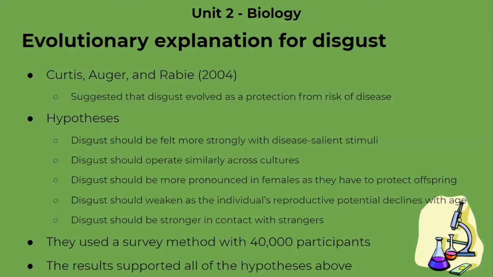The results supported all of the hypotheses above, showing that disgust is indeed an evolutionary response that reduces our risk of disease and enables us to survive. So next time you're disgusted by something randomly lying on the floor, or disgusted by an unattractive mate, you now know that it is for the reason of your survival.